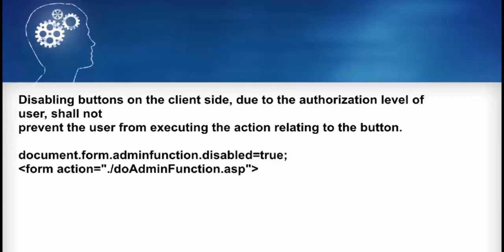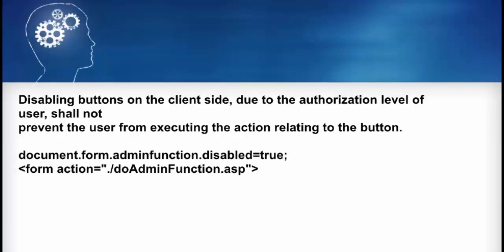Vulnerable patterns for authorization issues. A simple HTTP GET request can uncover hidden links. Obviously, a map on the server side should be used to see if one is authorized to perform a task, and we should not rely on the graphical user interface hiding buttons and links. Disabling buttons on the client side due to the authorization level of the user shall not prevent the user from executing the action relating to the button.